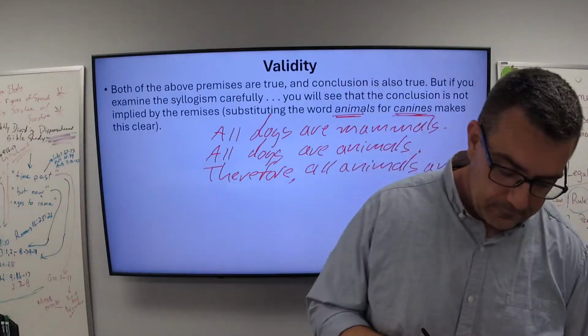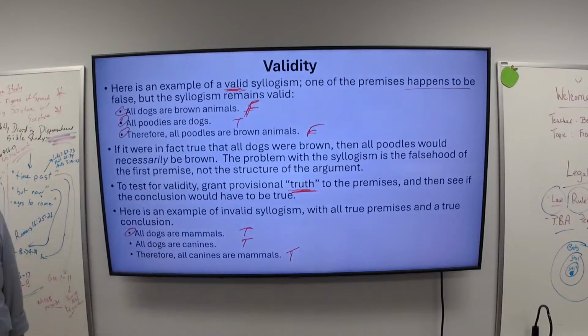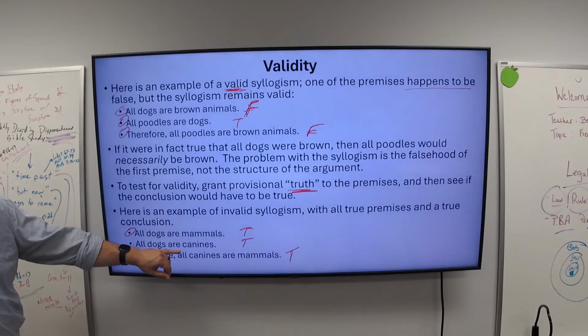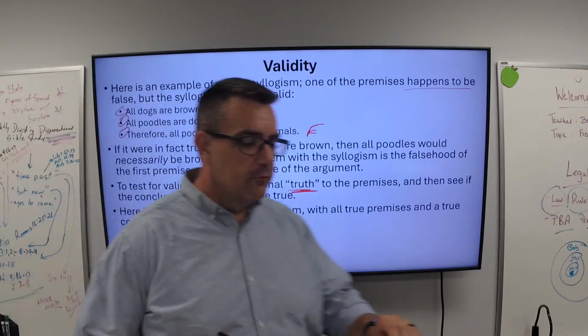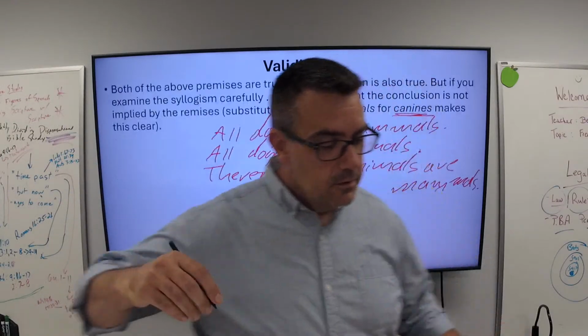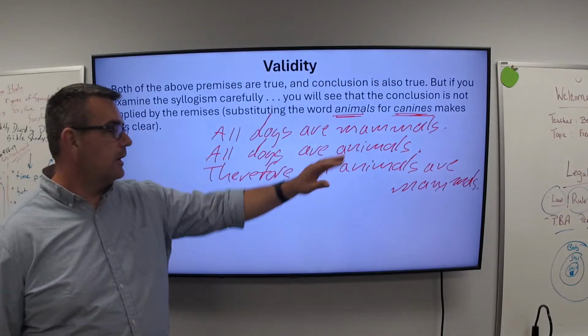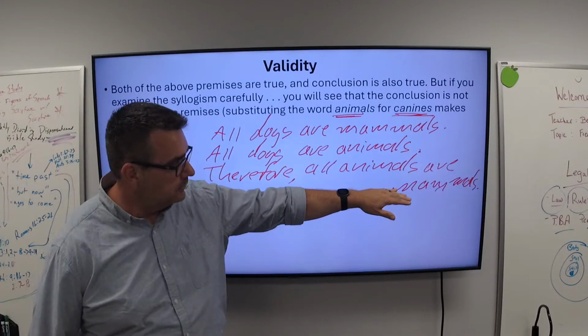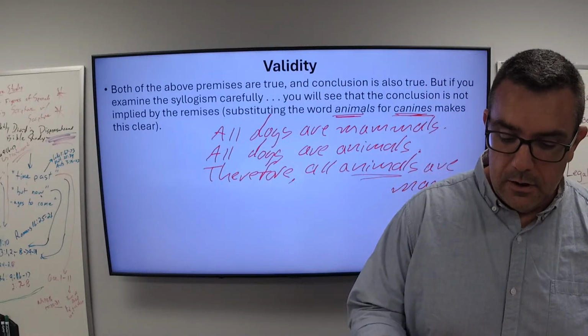So let's go back. All right, so all dogs are mammals. True. All dogs are canines. True. Therefore, all canines are mammals. Okay? So we've rewritten that now, substituting in animals for canines. All dogs are mammals, all dogs are animals, therefore all animals are mammals. We know that there are animals that aren't mammals.